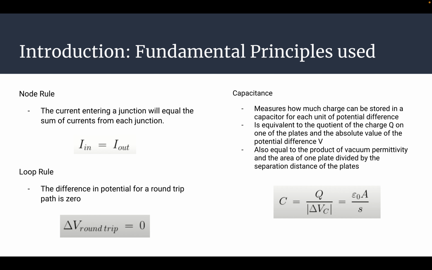The node rule: the current entering a junction will equal the sum of currents leaving the junction. Loop rule: the difference in potential for a round-trip path is zero. Capacitance measures how much charge can be stored in a capacitor for each unit of potential difference. It is equivalent to the quotient of the charge Q on one of the plates and the absolute value of the potential difference V, also equal to the product of vacuum permittivity and the area of one plate divided by the separation distance of the plates. The formulas relating to these ideas are shown on the screen.